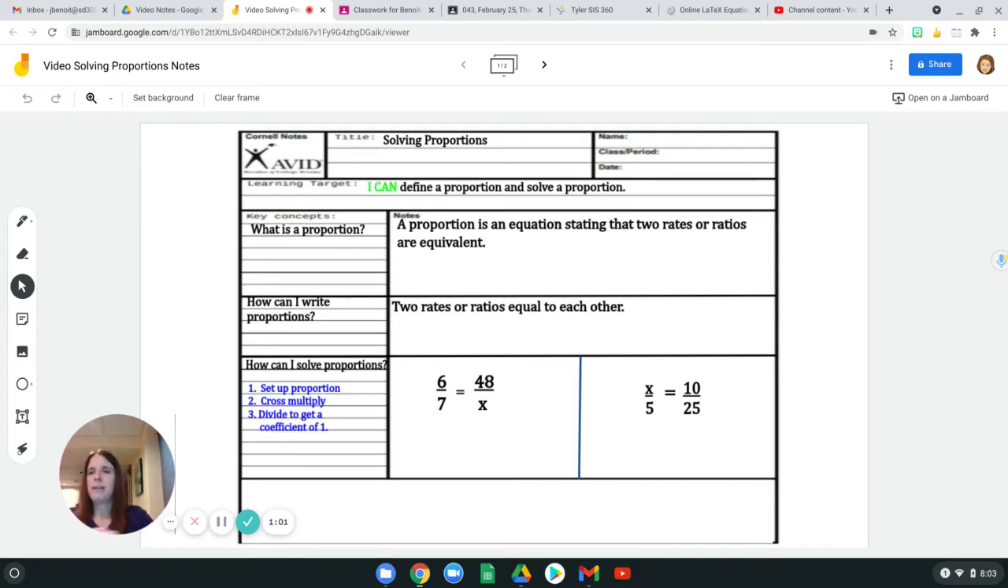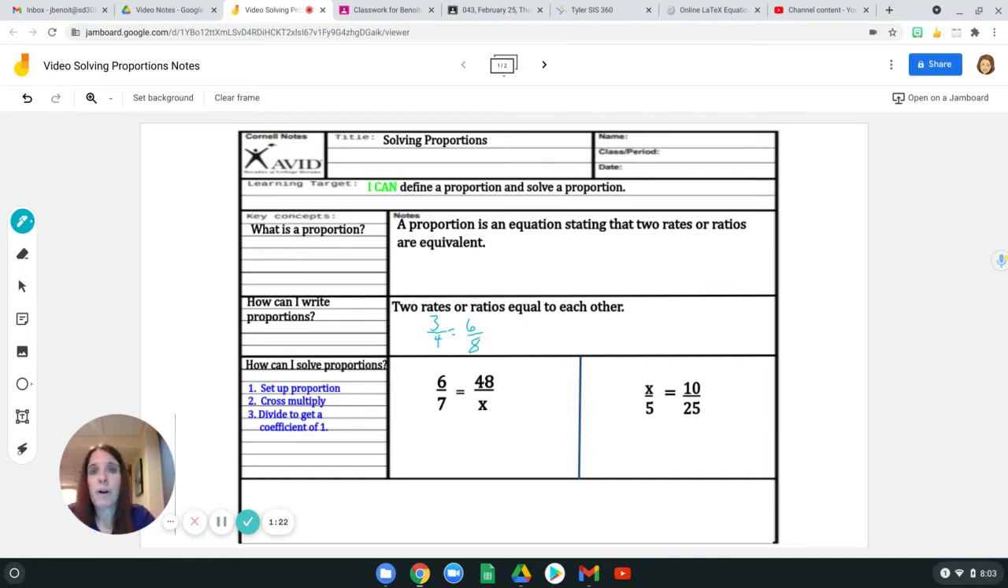So let me show you two examples of what this would look like. Okay, we can just start with a basic. We have 3/4, and we're going to say that's equal to 6/8. So these are two ratios that are equal to each other. Now, how do we know that they're equal to each other?